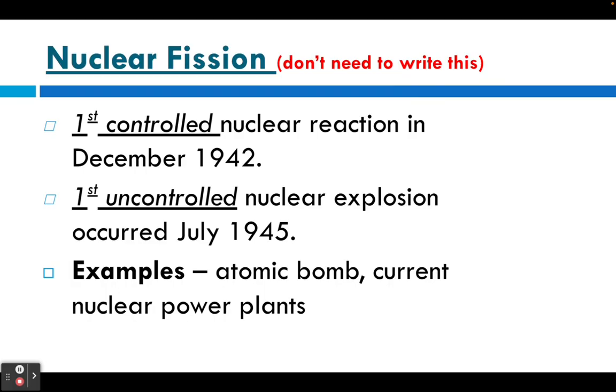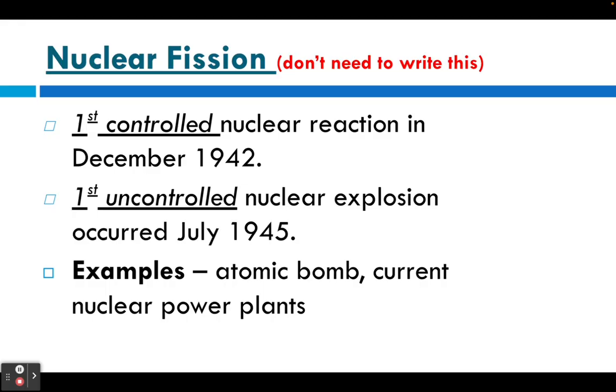You don't need to write this down. Nuclear fission: the first controlled nuclear reaction was in December 1942. That was the first controlled nuclear reaction. And the first uncontrolled nuclear explosion occurred in July 1945. I'm sure you can remember that date, July 1945.